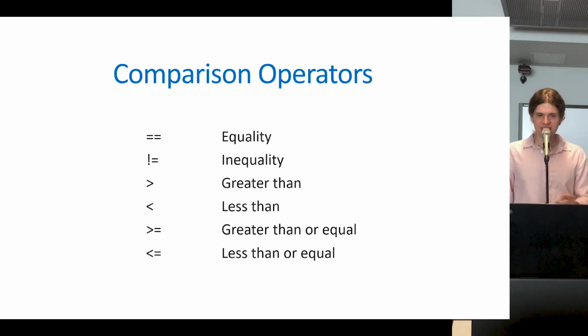We've already seen greater than and less than. That's just checking to see whether one value is greater than the other or less than the other. But we can also combine that with greater than or equal to. So we can combine both the equality operator and the greater than or less than operators.